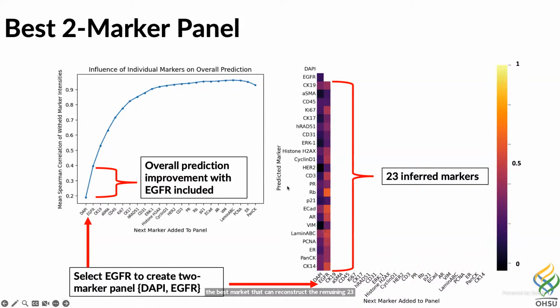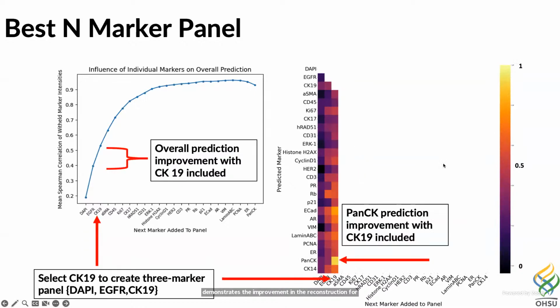On the left, you can see that the prediction of the withheld markers has significantly increased, and on the right, the change in color of the pixels in each row demonstrates the improvement in the reconstruction for that marker when EGFR is added to the reduced panel. And then in the next step, this is where it gets interesting, we iterate through the remaining 23 markers and choose CK19. And then we can see on the right that the reconstruction of pan-CK has significantly increased with the inclusion of CK19 into the reduced panel, which makes sense since pan-CK and CK19 are highly co-expressed.